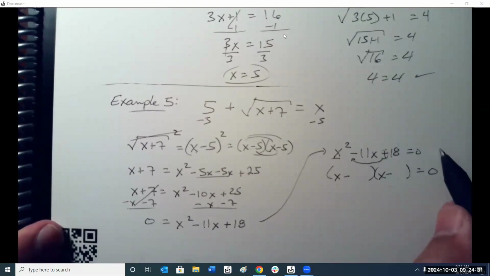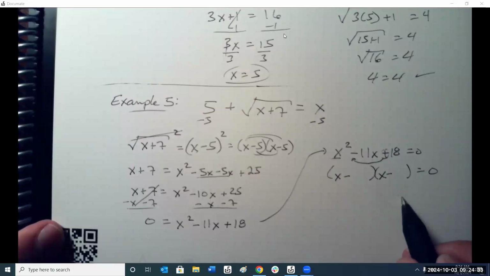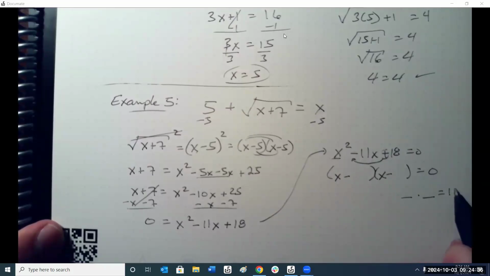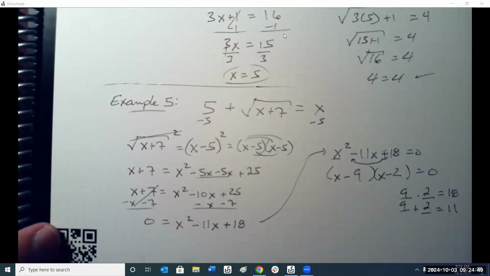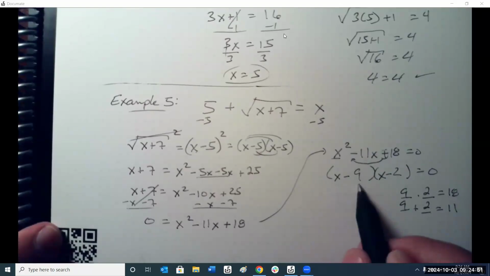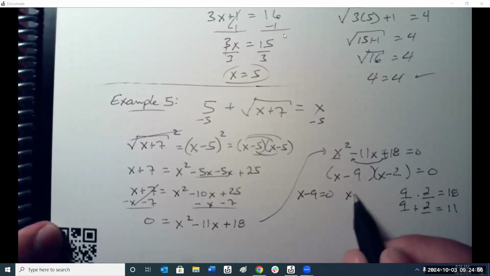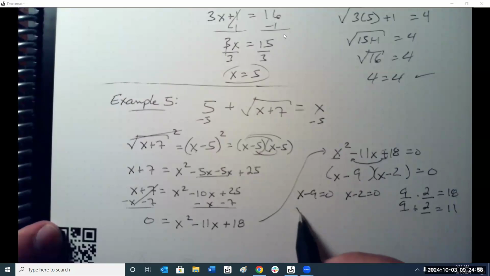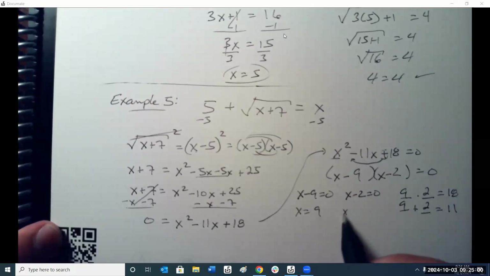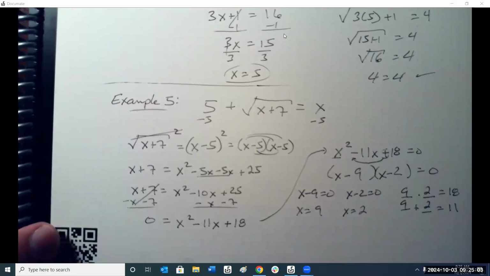Now, what two numbers multiplied to equal 18, when I add them, they equal 11? 9 times 2, 9 plus 2. So now take both of these and set them equal to 0. So x equals 9, x equals 2.